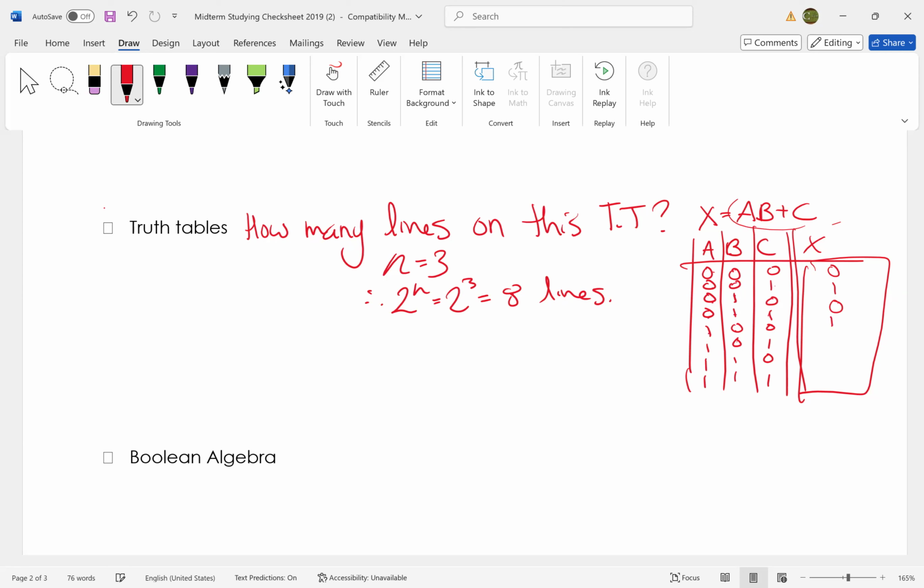A, 1 and 0 is a 0, or 0 is 0. 1 and 0 is 0, or 1 is 1. 1 and 1 is 1, or 0 is 1. 1 and 1 is 1, or 1 is 1. And that's analysis using truth table.